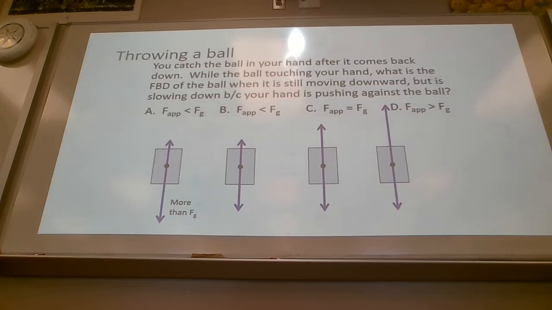Correct answer is D. The net force is not in the direction of motion, but in the direction of acceleration. Moving downward, but slowing down, therefore acceleration is in the opposite direction. So the net force has to be greater than the force of gravity.